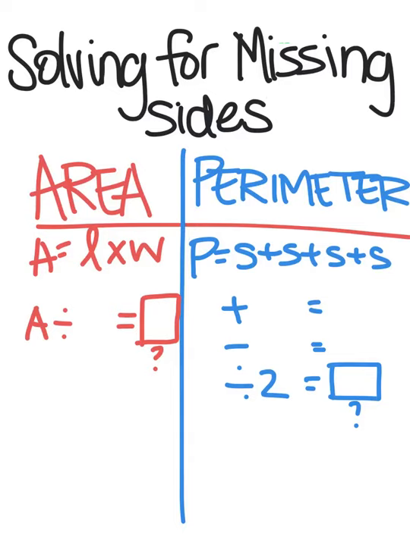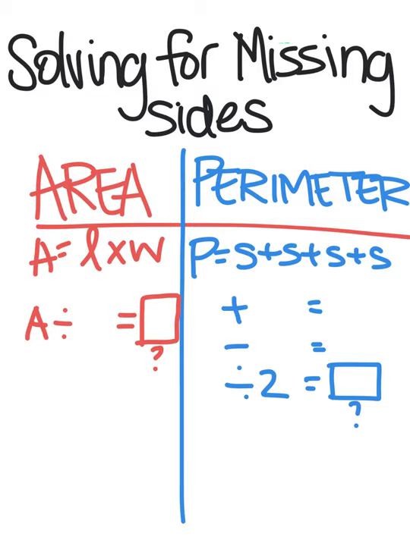Today for math, we're going to be solving for missing sides when you are given either area or perimeter. So this is the circumstance where they give you maybe the length and the area, but they didn't give you the width, and that's what they're trying to solve for. Or they give you the perimeter and one of the sides, and you have to figure out what the other side is. So they give you the length, you have to figure out what the width is. That's what we're going to work on today.